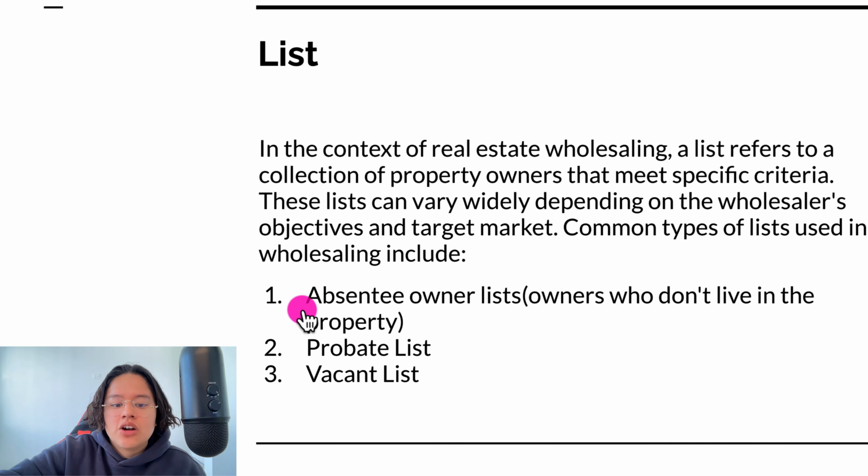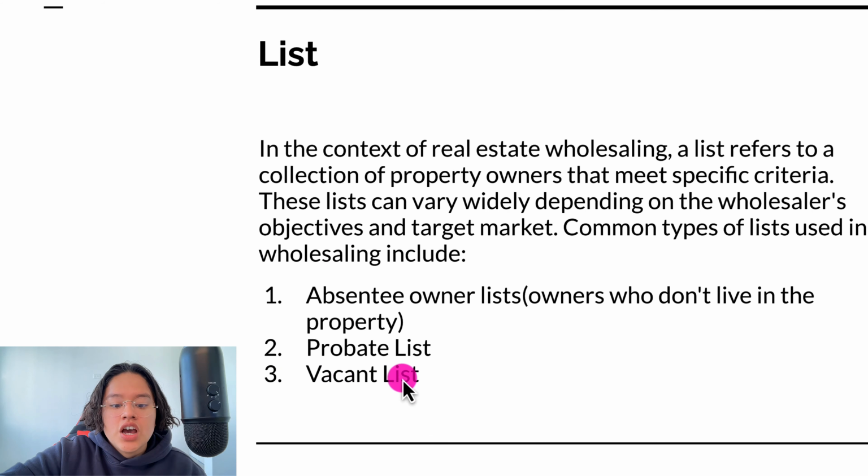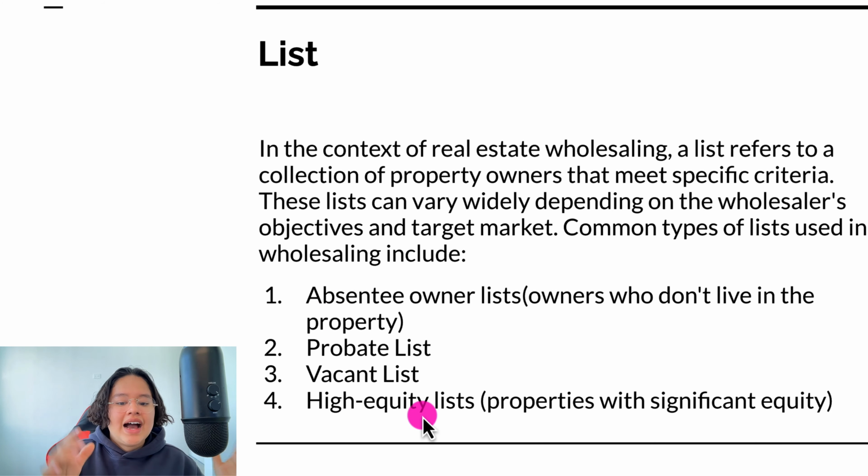And as you can see here, the absentee owner list, the owners don't live in the property. Or two, the probate list. Someone passed away and now someone is going to inherit that house. We want to reach out to the heir, the person that's going to inherit the house. And then the vacant list, there's no one living in it, there's no tenant, and there's no seller living in there, it's vacant. And so that is a pain point, and we definitely want to be using this criteria when pulling a list. And then four, the high equity list.